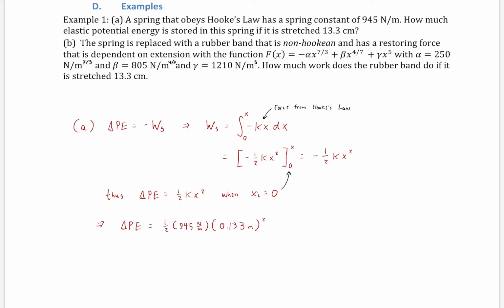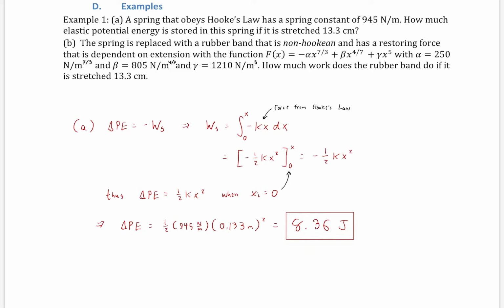When we plug in, we're asked to find, in this case, the change in potential energy. That's going to be a positive value because it is the negative of the negative work done by the spring. That makes sense because the spring is storing energy, so there's a positive change in potential energy. So 1/2 times k times the displacement of the spring squared gives us 8.36 joules.